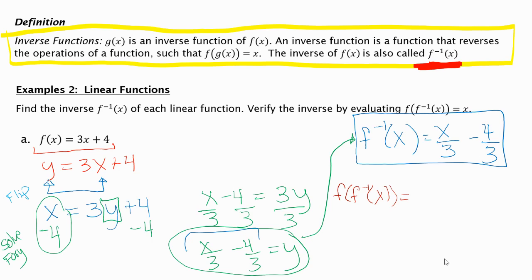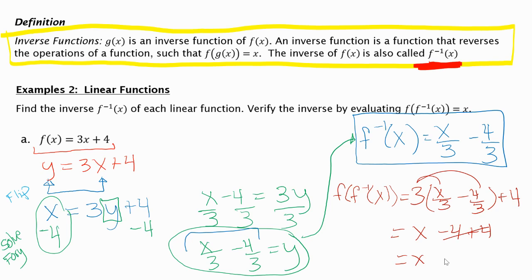I would do the same thing as before. I rewrite it as 3x plus 4. I would put an x over 3 minus 4/3. Distribute. The 3's cancel out, so I have x minus 4 plus 4. And then I would get x. So that actually verified that this was the inverse. So yes, it's an inverse. But our actual final answer is going to be this function that we just found right here.